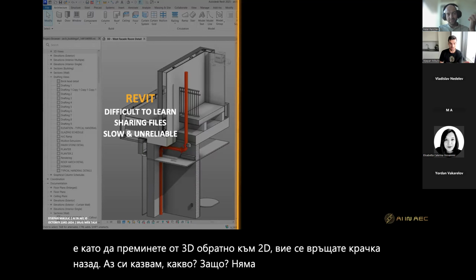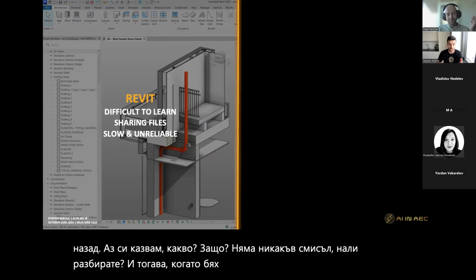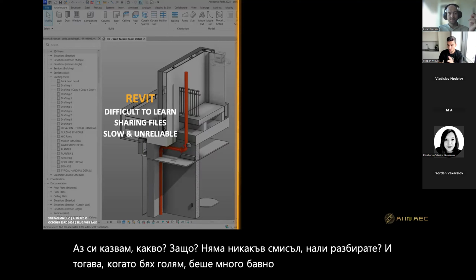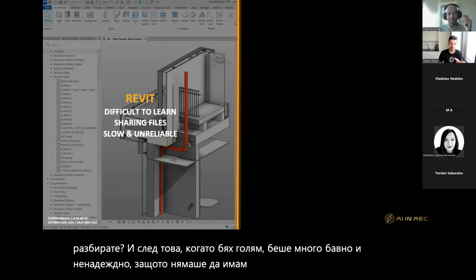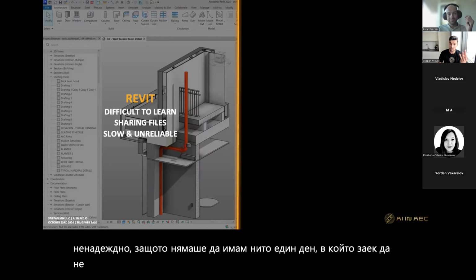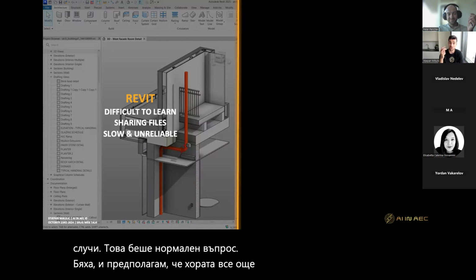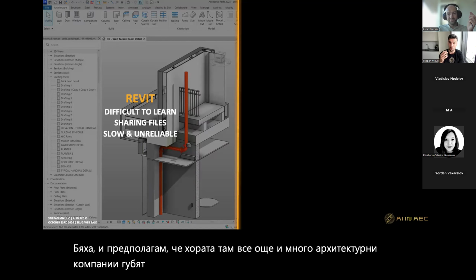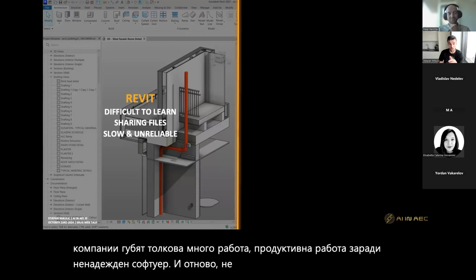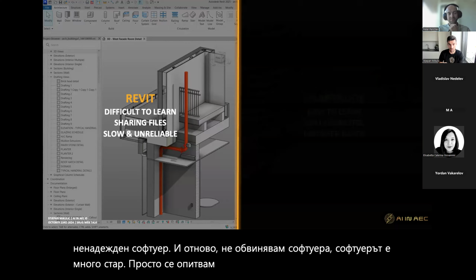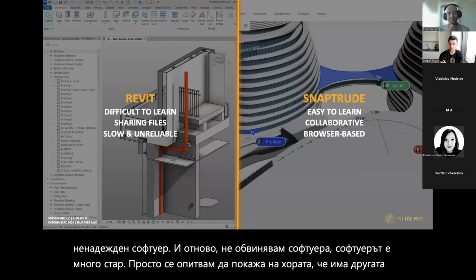And then when I was at Big, it was very slow and unreliable, because I wouldn't have a single day where Revit wouldn't crash at least 3 times. It would be a miracle day if that happened. It was normal crashing. I'm guessing people there still, and many architecture companies, are losing so much productive work over unreliable software. Again, I'm not blaming the software. The software is very old. I'm just trying to show people that there's the other side. People just don't know about tools like SnapTruth.